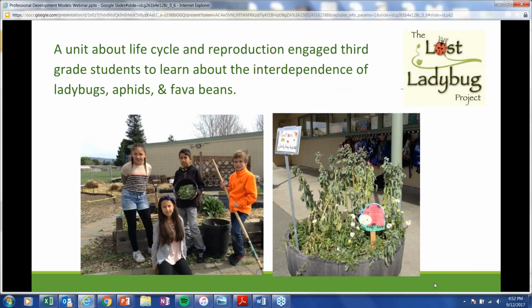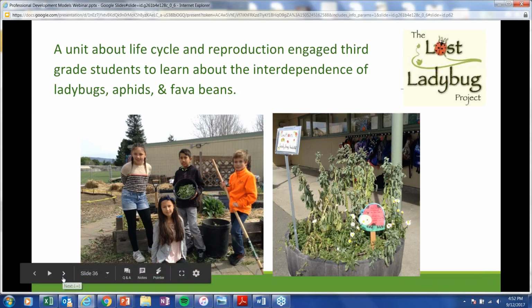But then they realize that the aphids are providing a food source for the ladybugs to reproduce and creating a habitat for that. And so they have to contend with whether or not we should leave the fava beans with the aphids or cut them down. And this was, again, a citizen science project embedded.